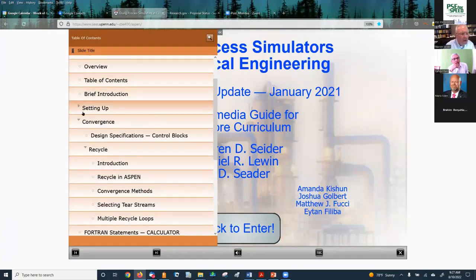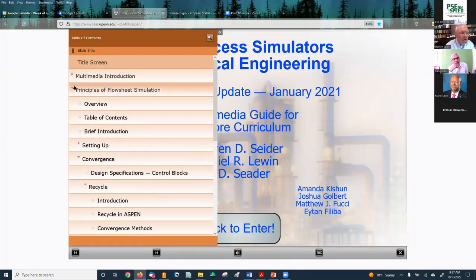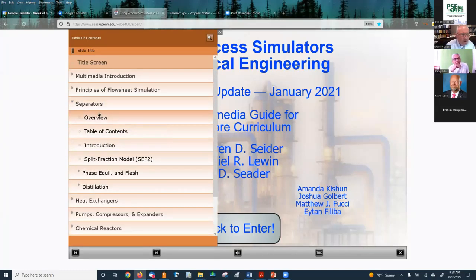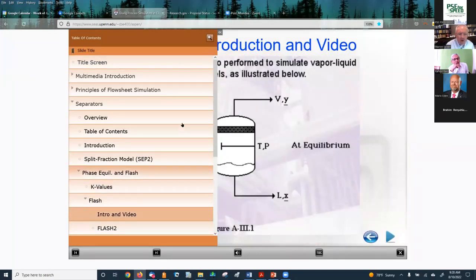Now let me bring this back up over here. Notice there's a whole section on separators, and a whole section on heat exchangers, pumps, compressors, expanders, and chemical reactors. I don't have time to show you all of that, but I'm just going to take you down into separators. I'm going to show you something very simple because it's quick to show. I'll go down to phase equilibrium and flash, and go to the flash right there. I'm going to do the introduction in video right now.